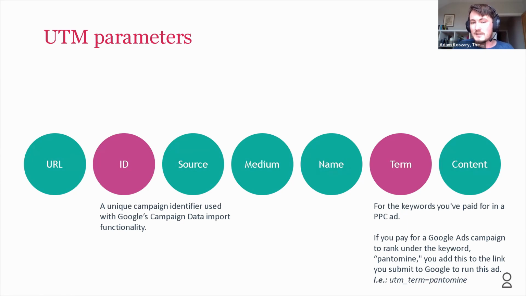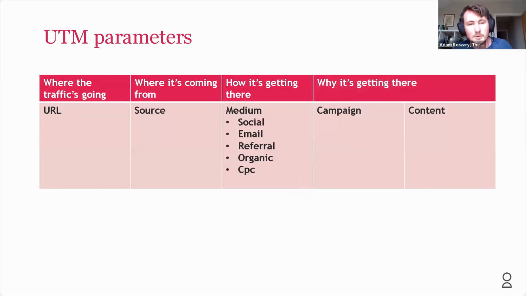Term is specifically for keywords you've used in pay-per-click advertisements. So if you're using a Google Ads campaign and you have a keyword, could be pantomime, could be Picasso, you add it to the link, and when you submit that to Google to run the ad, it can track exactly how many people have clicked through that ad. The ones we are focusing on are URL, source, medium, campaign name, and content.